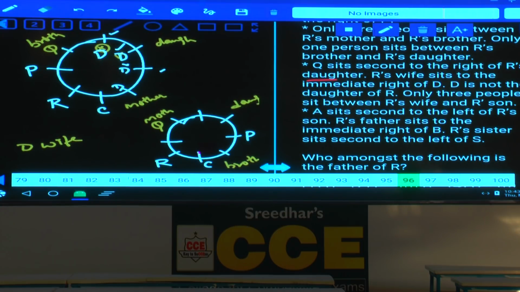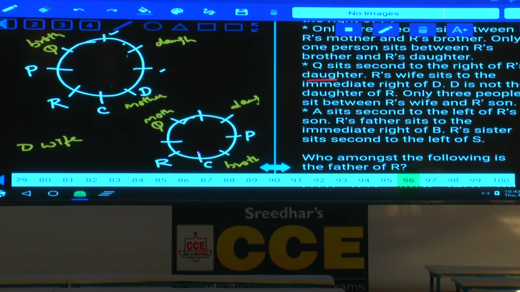2 possibilities. And D is not the daughter of R. This information is also clearly given. D is not the daughter. As D is not the daughter, then what is the only possibility we have? The only possibility we are having is D is the mother. Are you following this one or not? Hence D is the mother.